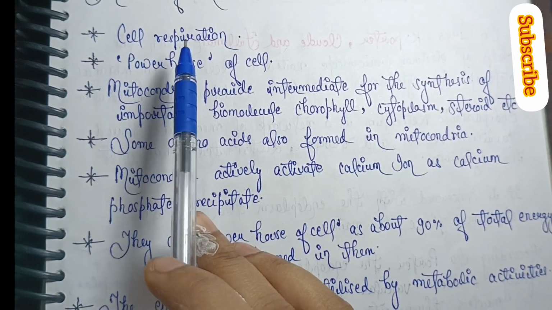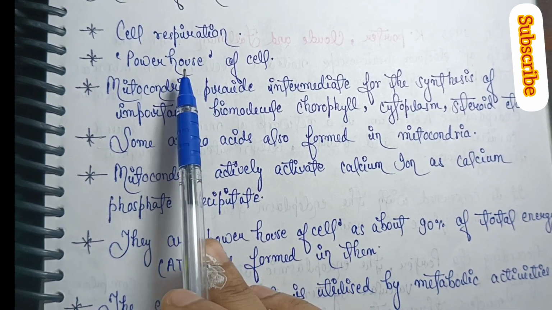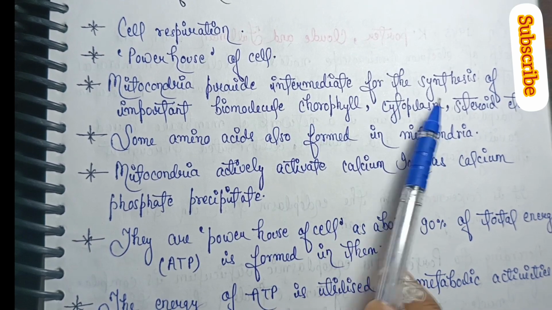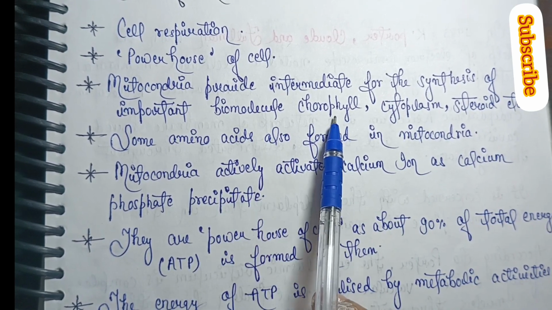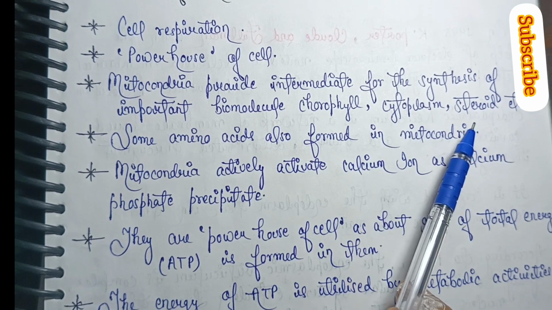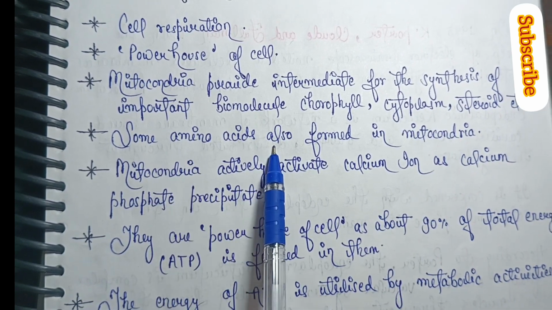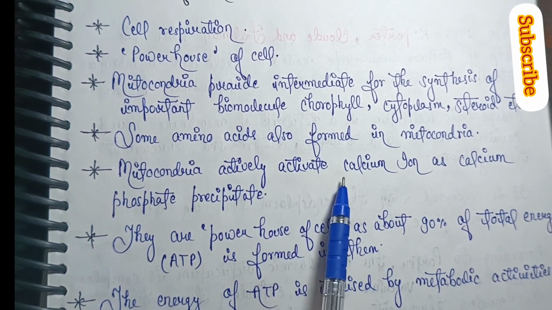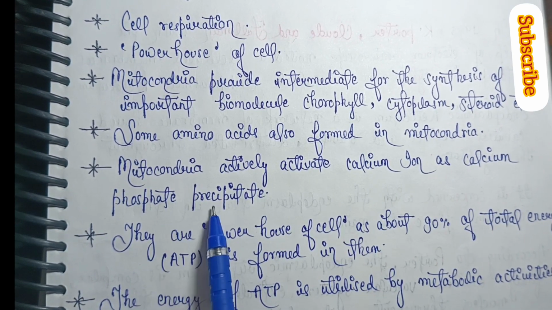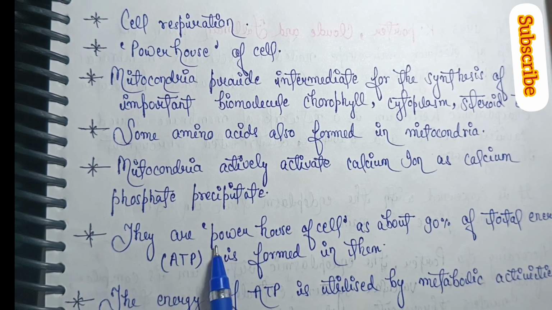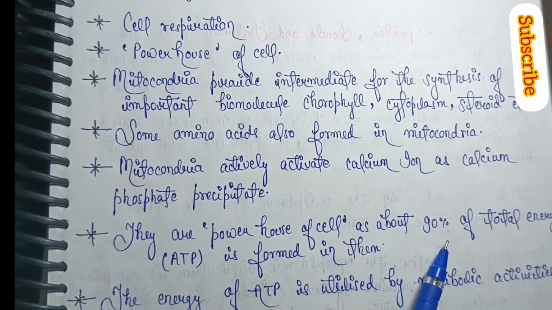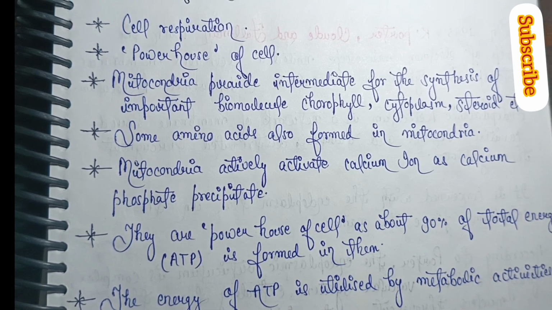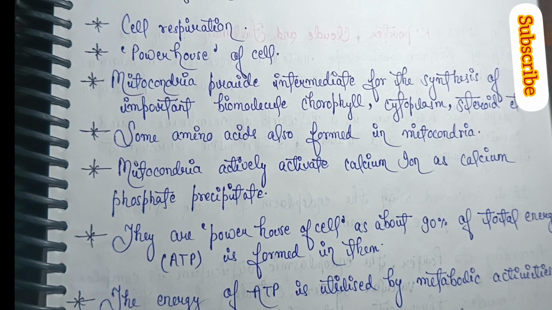Function of mitochondria. They are helpful in cell respiration. They are called as a powerhouse of cell. Mitochondria provide intermediate for the synthesis of important biomolecules, chlorophyll, cytoplasm, steroid, etc. Some amino acids are also formed in mitochondria. Mitochondria actively accumulate calcium ions as calcium phosphate precipitate. They are powerhouse of cell as about 90% of total energy, ATP, is formed in them. The energy of ATP is utilized by metabolic activities.